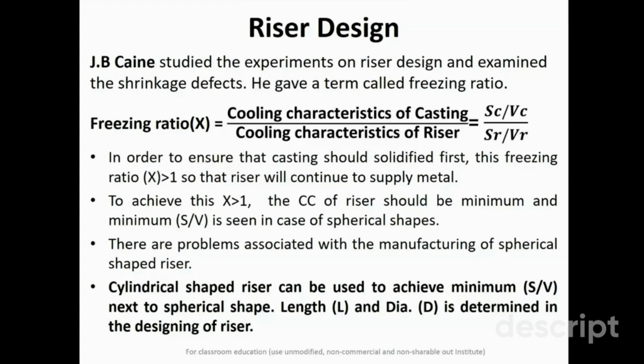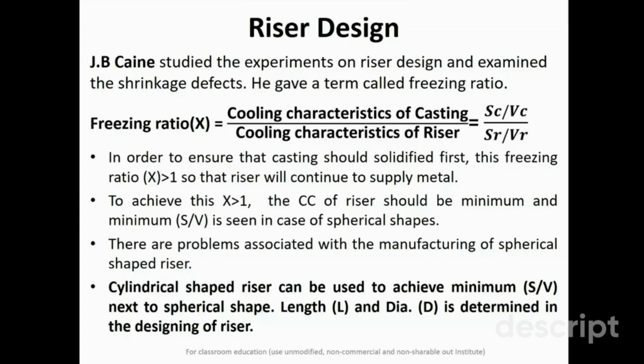To achieve a freezing ratio greater than 1, the cooling characteristic of the riser should be minimum, and this minimum cooling characteristic is observed in spherical shapes. If you make your riser spherical, the cooling characteristic will be minimum, because you will have the minimum surface to volume ratio in spheres. However, there are problems with manufacturing spherical risers, and pouring from them into the mold cavity will be difficult. Next to it, cylindrical risers can also be used to achieve a minimum surface to volume ratio, next to the spherical shape.